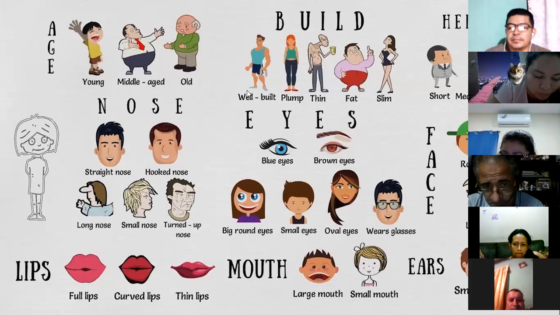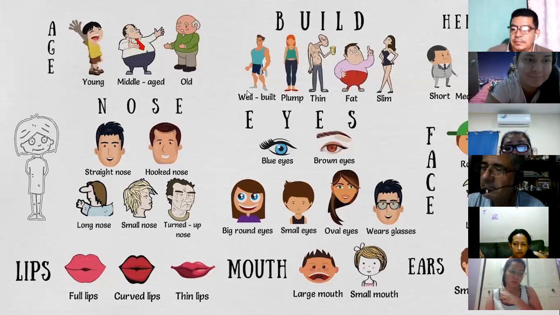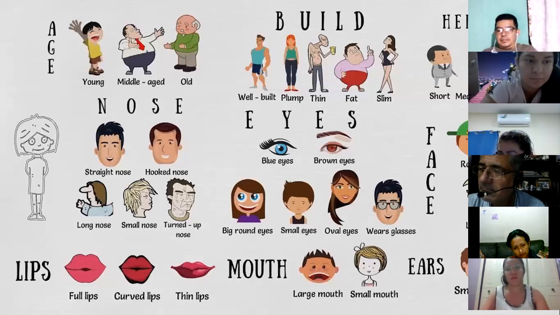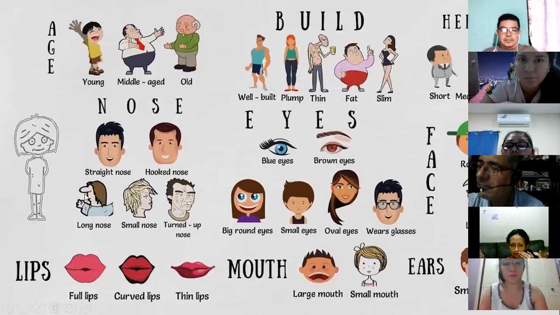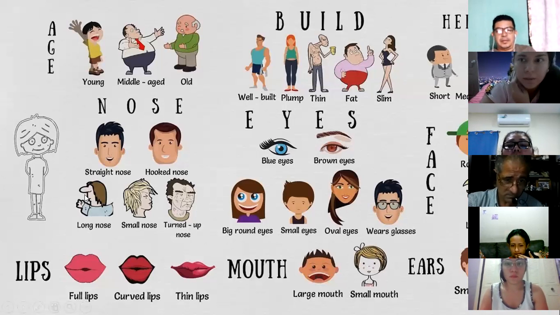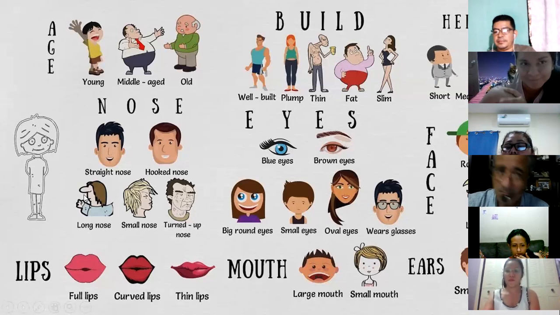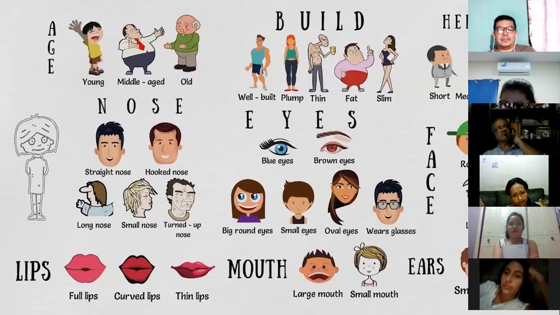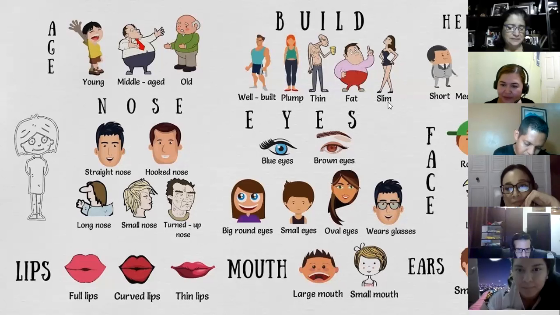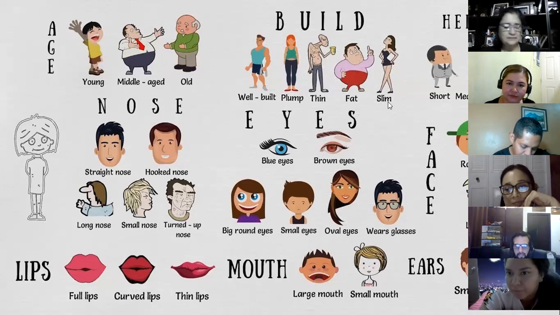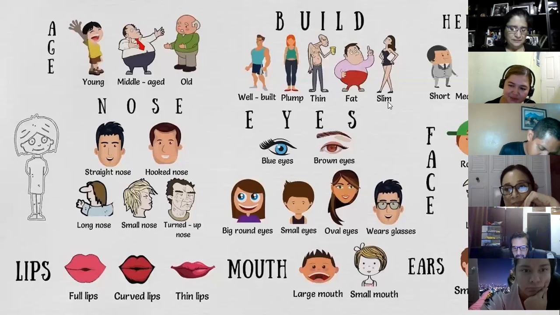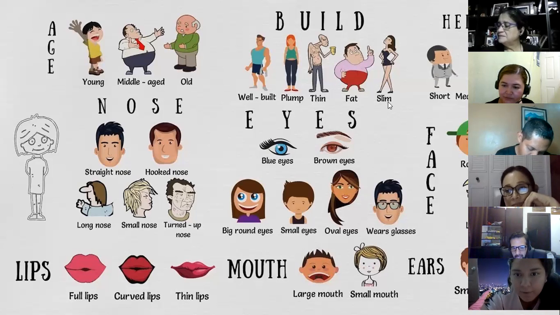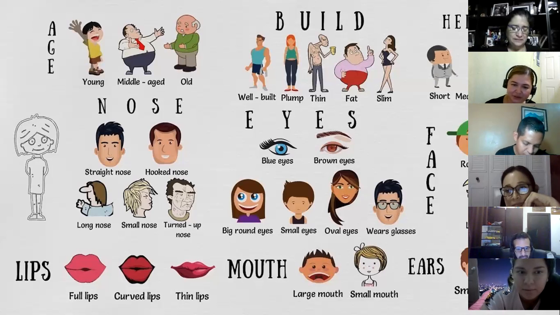Let's see. Claudia Maria with your cat in the back. Claudia, describe yourself. Choose between 3 to 5, okay, that you can use to describe yourself. I'm young. Okay, you are. I'm tall. I have brown eyes. I have an oval face. And I have oval eyes. Okay, oval eyes.